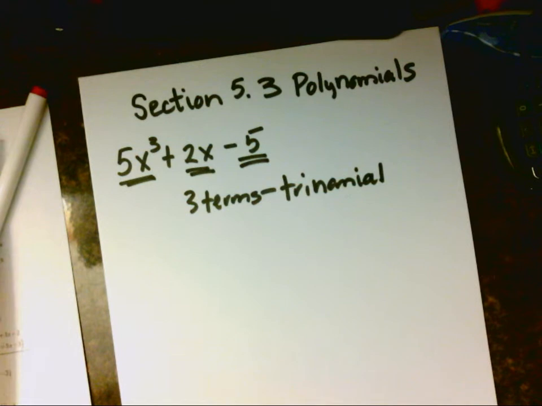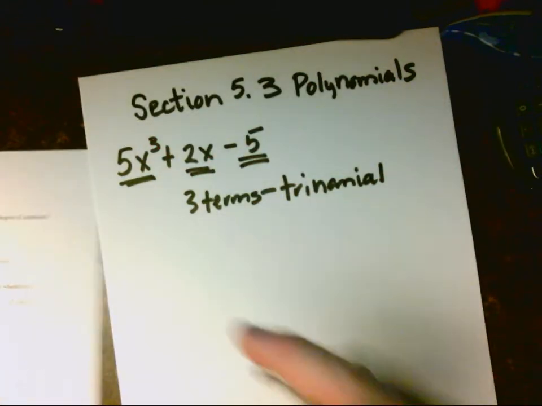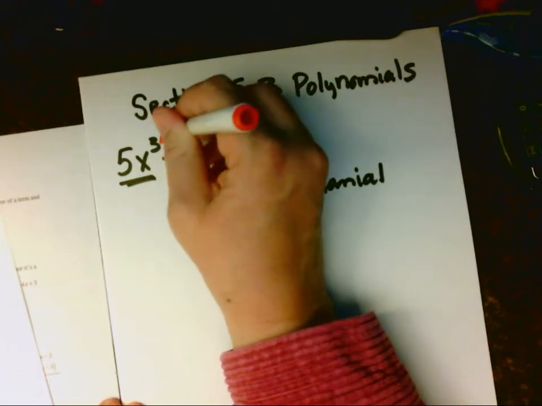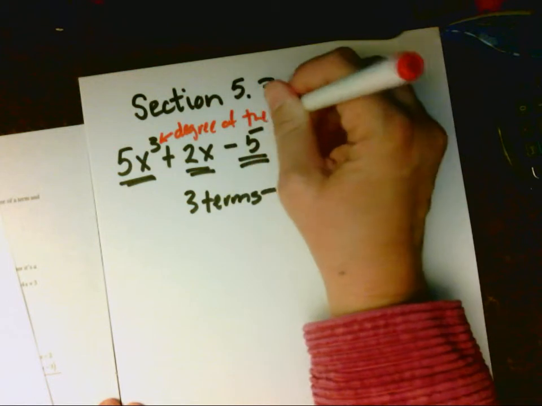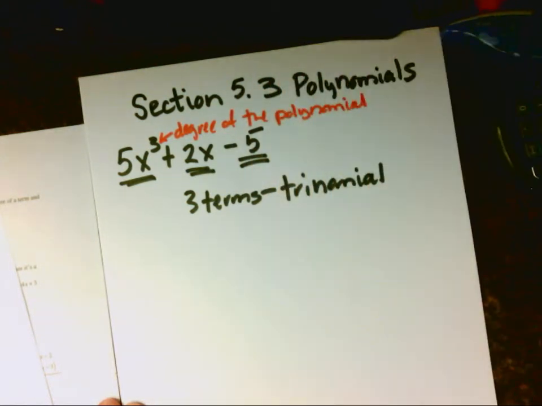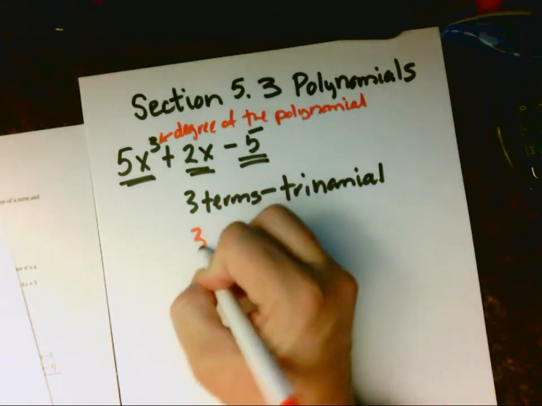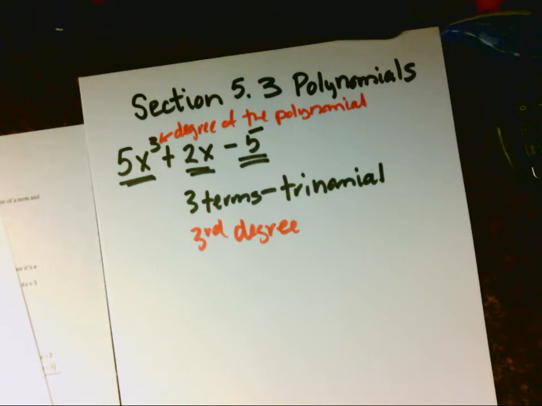Whatever is the highest power of the variable here that's being used, which is x, the highest power, this is called the degree of the polynomial. The highest power. So this is a third degree polynomial.